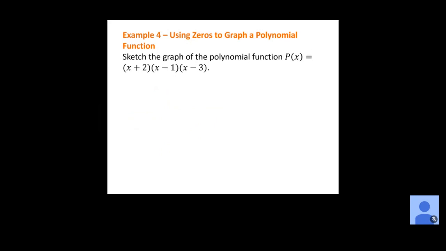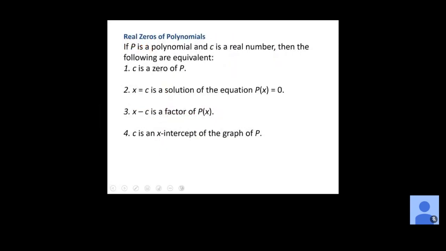All right, now, if we know the factors of this polynomial, let's think back to that slide that told us all the equivalent statements. If we know that x minus c is a factor, because we've got 3 different factors here, that also means that the c value has to be a 0 of the polynomial, that x equals c has to be a solution of the equation p of x equals 0, and that c has to be an x-intercept of the graph.